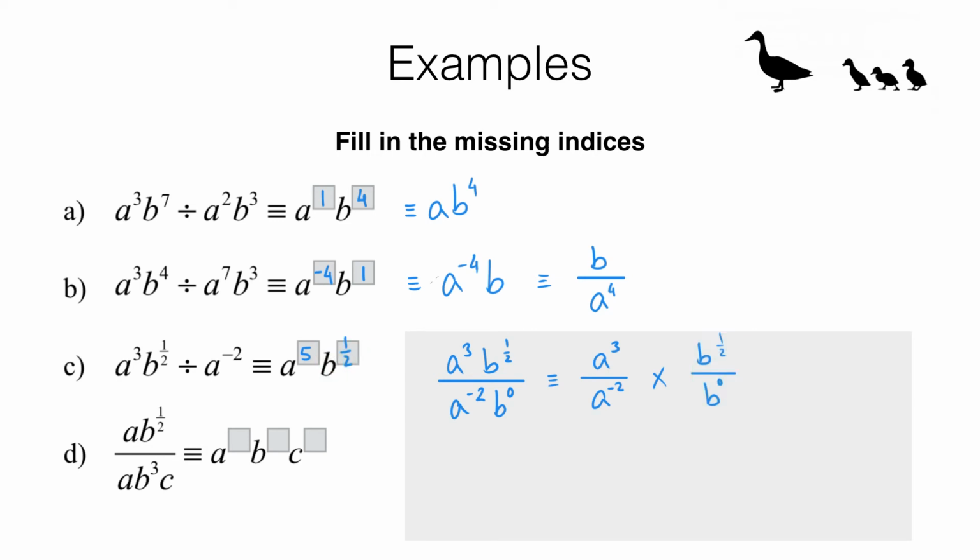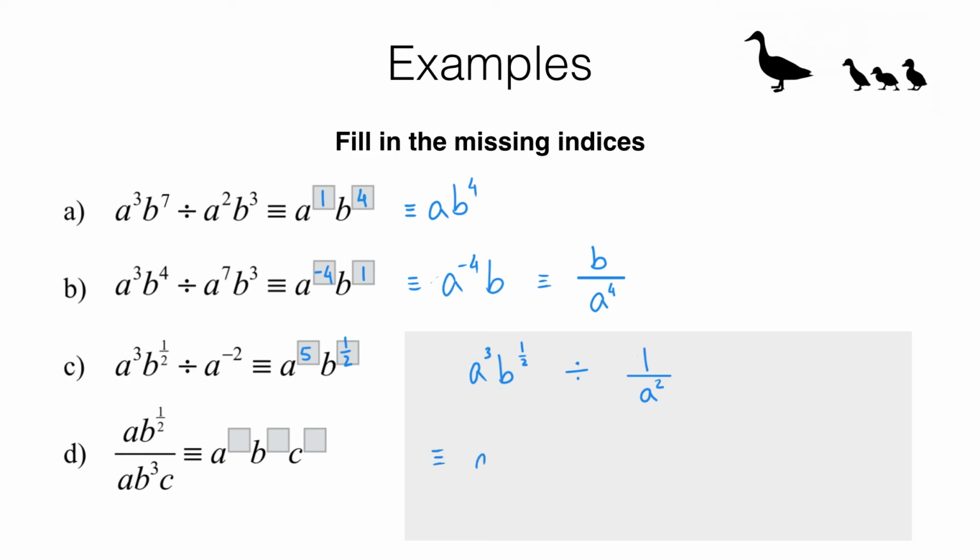Now, because it's a really good idea to try recalling ideas that you've met before, I'm going to go through this again in a different way. I've got a cubed b to the half divided by a to the power of negative 2. Now, I know that this is simply 1 over a squared. Now, we know how to divide by a fraction. We simply multiply by its reciprocal.